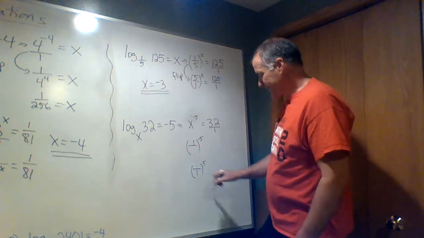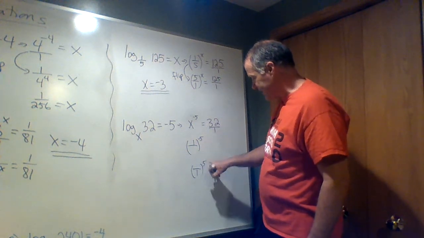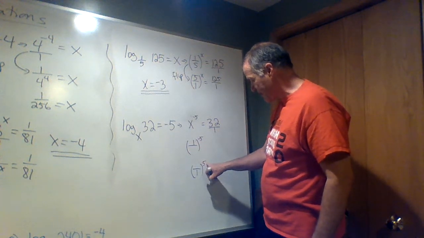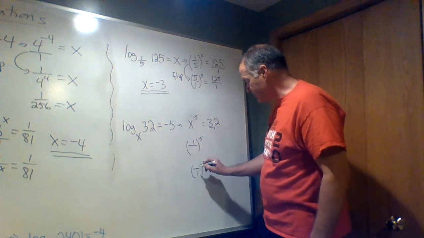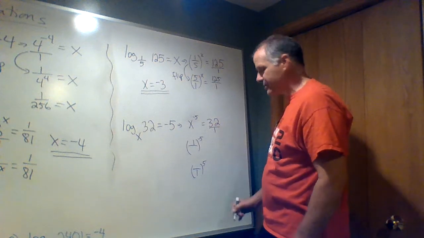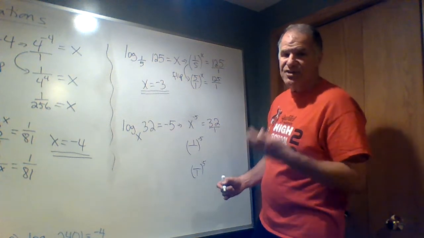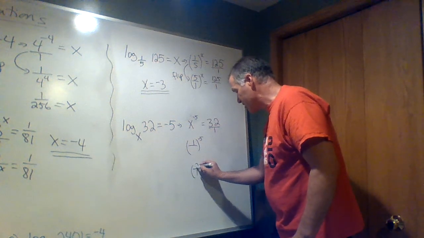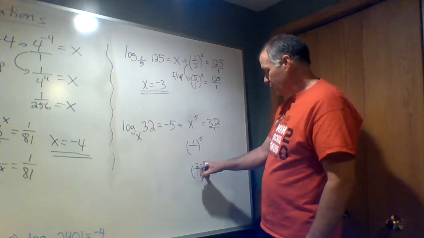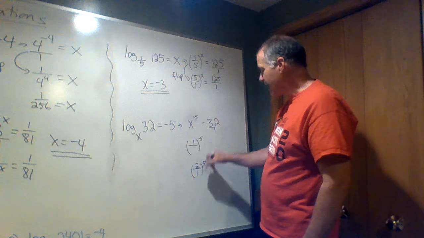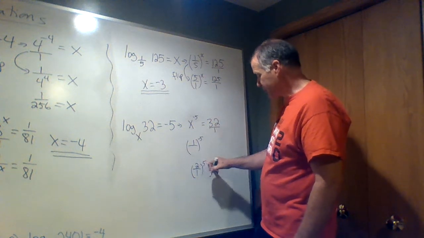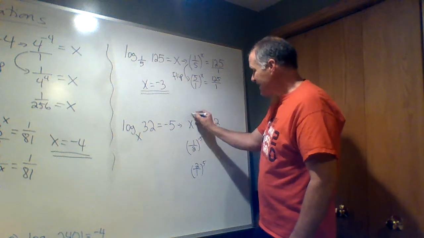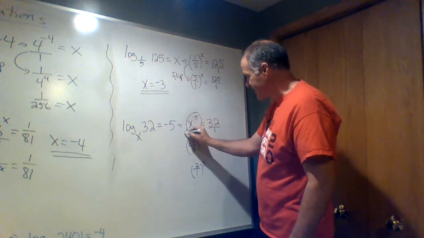Now, because it's a negative, I'm going to flip it over. So I'm flipping 1 over something over, making it a positive 5. So some number to the 5th power makes 32. Again, trial and error. Something to the 5th power makes 32. It actually is a 2. So 2 caret 5, you can try it. 2 to the 5th makes 32.